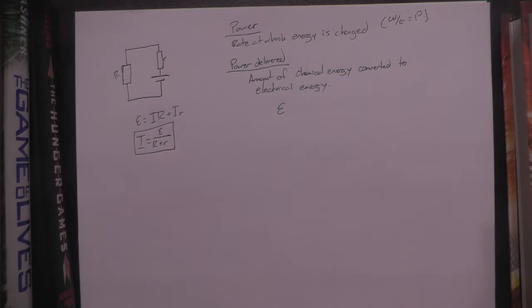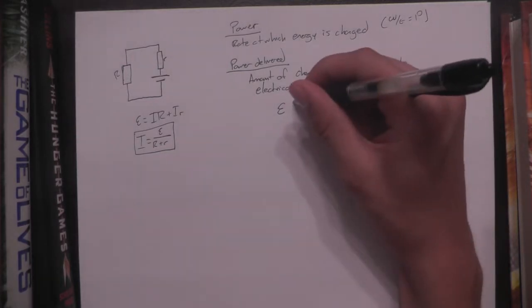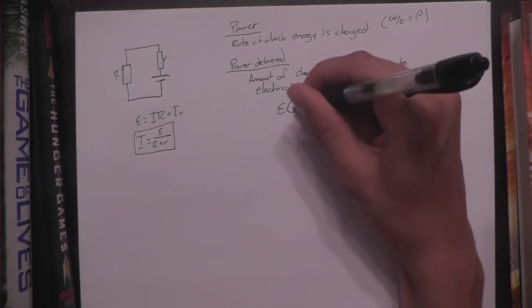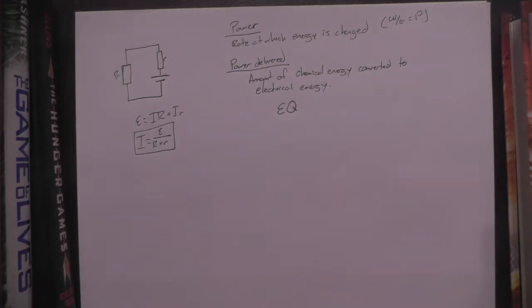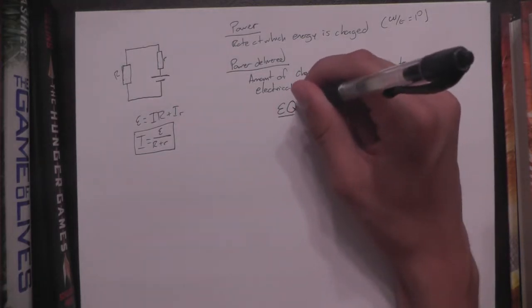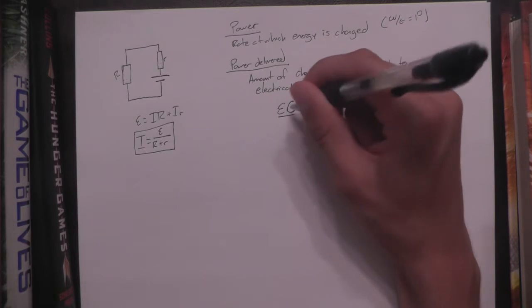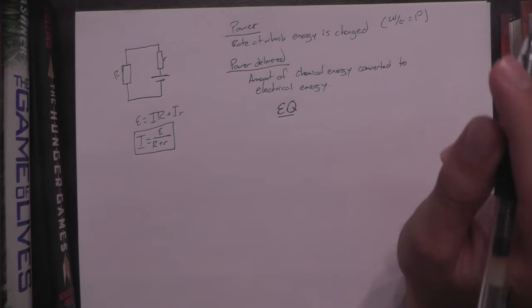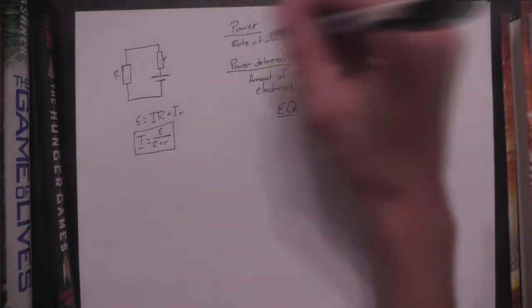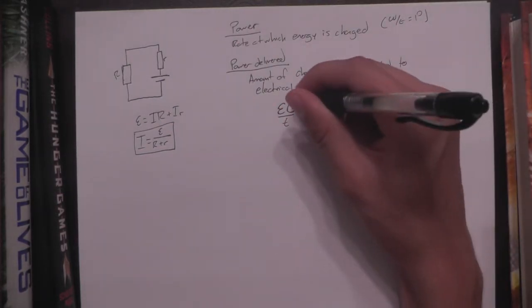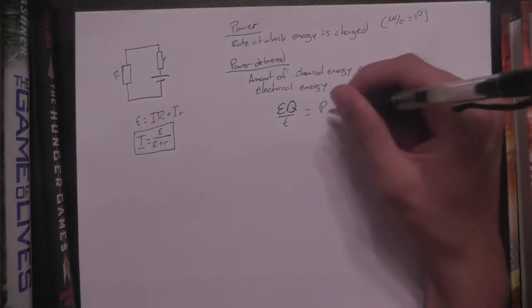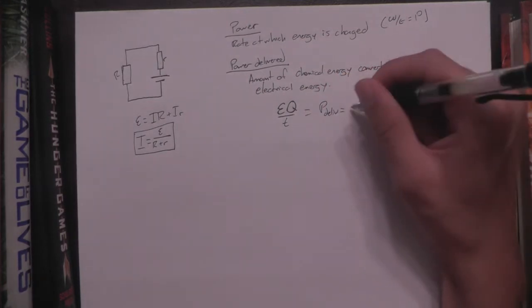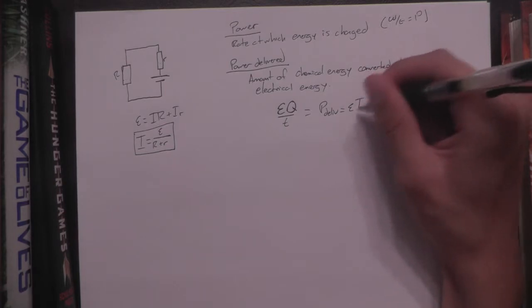And we know that for a given charge, if we multiply the EMF times the charge that is being transferred, right, that will end up giving us the total amount of energy. The total amount of charges multiplied by how they are changed from chemical to electrical. And then because it's a rate, it's the rate at which energy is changed, we put that over time. What's charge over time? That's current. So the power delivered is equal to the EMF multiplied by the current.